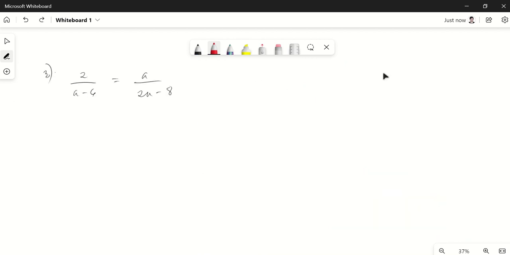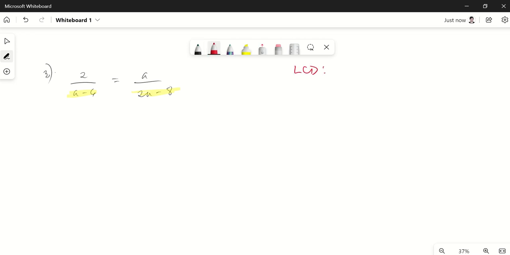For our third example, the rational equation is 2 over a minus 6 is equal to a over 2a minus 8. Always remember that the first thing that you need to do here is to find first the LCD of the denominators. The denominators are a minus 6 and 2a minus 8.